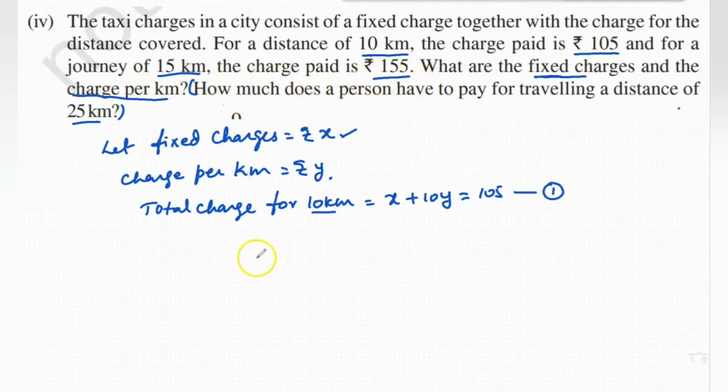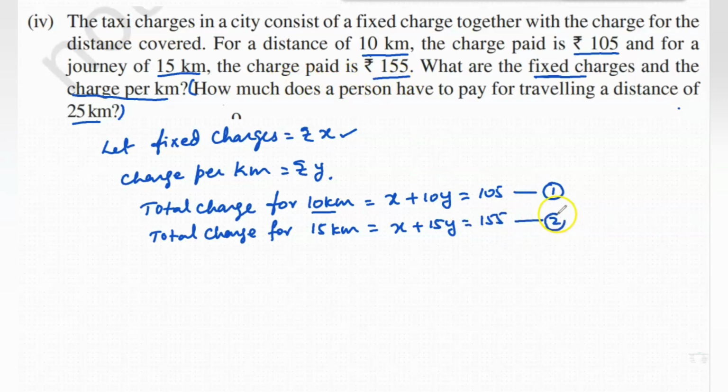So the journey of 15 kilometers. Total charge for 15 kilometers, let us write now. Total charge for 15 kilometers is equal to fixed charge X rupees plus for every kilometer Y rupees. So 15 kilometers, 15Y rupees. The charge should be equal to 155 rupees. So right here 155, and this is our second equation.